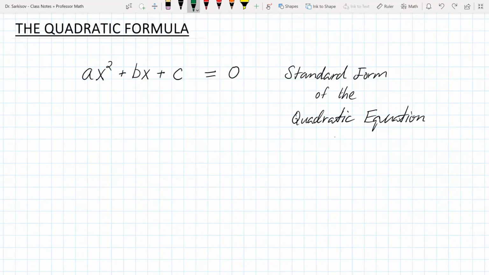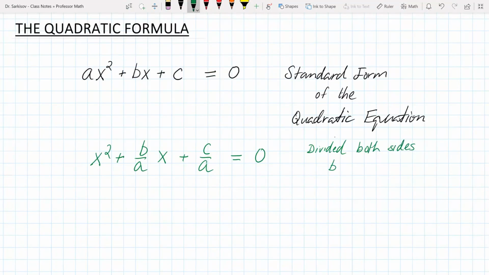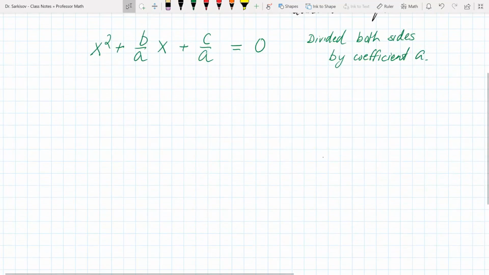So first, let's get rid of the coefficient a in front of x squared. We can't just get rid of it, so let's divide the whole equation, the left side and the right side, to be fair to both sides, by a. We will get x squared plus b over a times x, plus c divided by a, equals 0, since 0 divided by a is still 0. So we divided both sides of the equation by coefficient a.